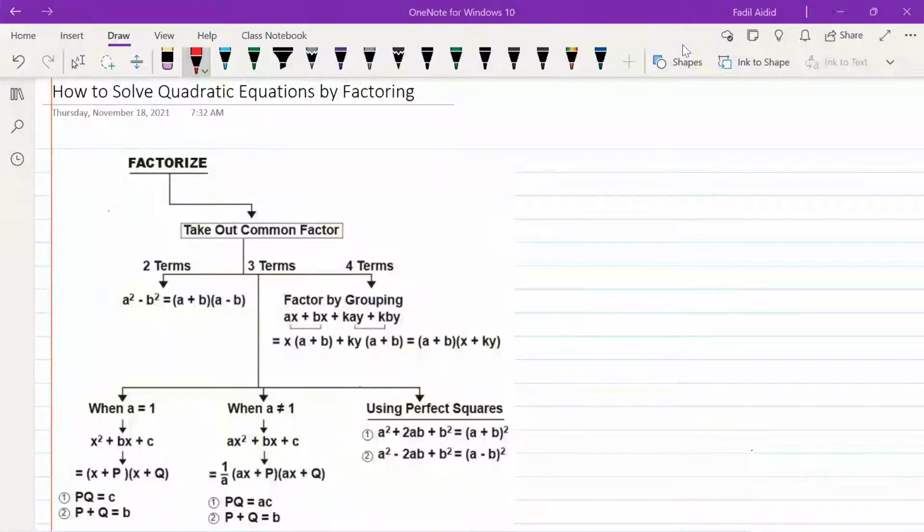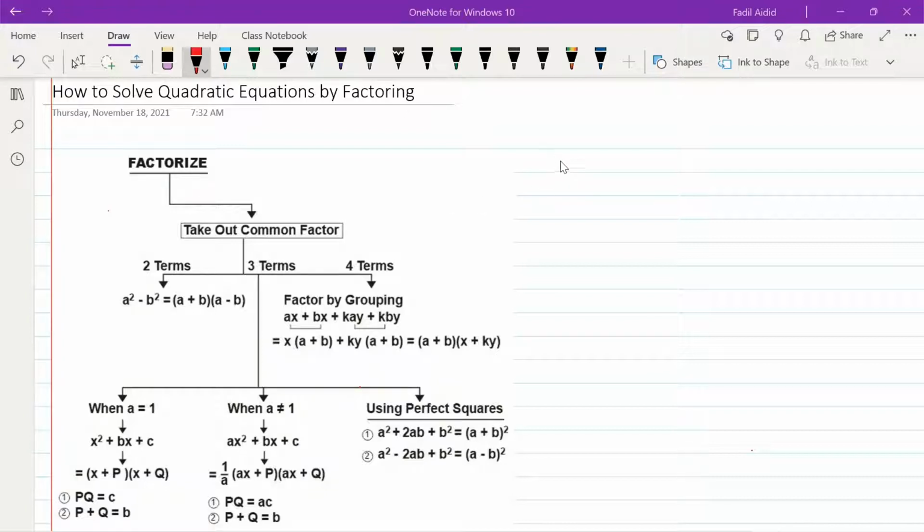In this video, I want to talk about how to solve quadratic equations by factoring. Here I made a flowchart about some cases that you might have when solving quadratic equations. So first is always take out the common factor. That is the first step.